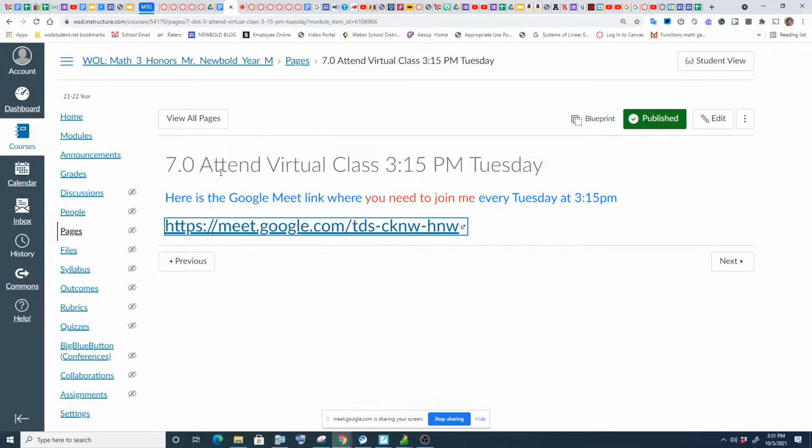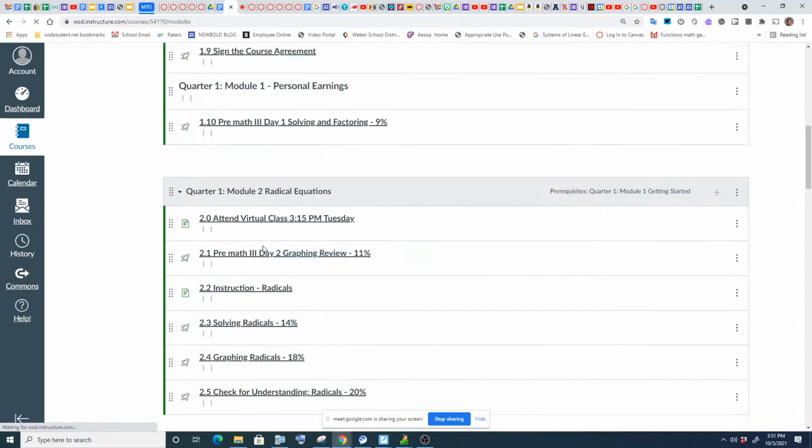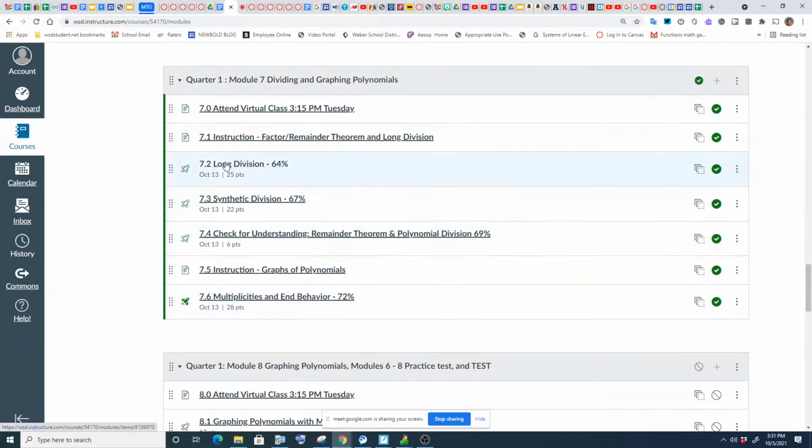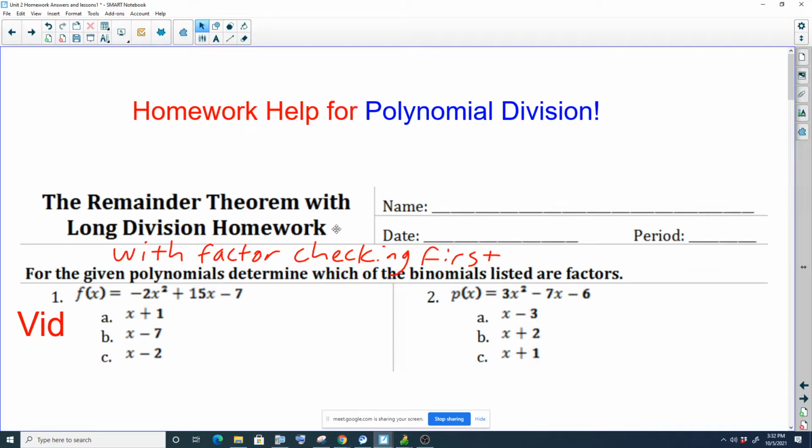So we are doing module 7. We're on our Google Virtual Meet right now, our live Google Meet. Looking at module 7, we're going to be doing long division and synthetic division, as well as checking whether something's a factor or not. So we call it the remainder theorem, but then the calculus teacher's like, well, it's a part of it, but not quite. So I guess we're just going to call it check factoring or not, basically. So long division homework with factor checking first.